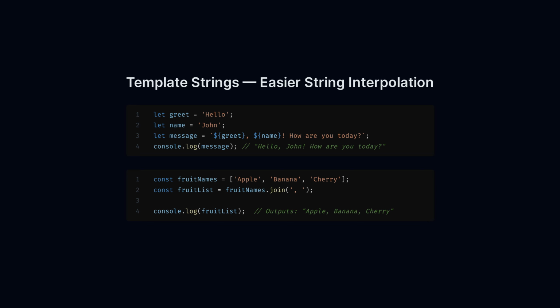Another useful operation with strings is the join method. As illustrated in the second code snippet, this method concatenates array elements by inserting a specified string given as a parameter between each pair of adjacent elements.